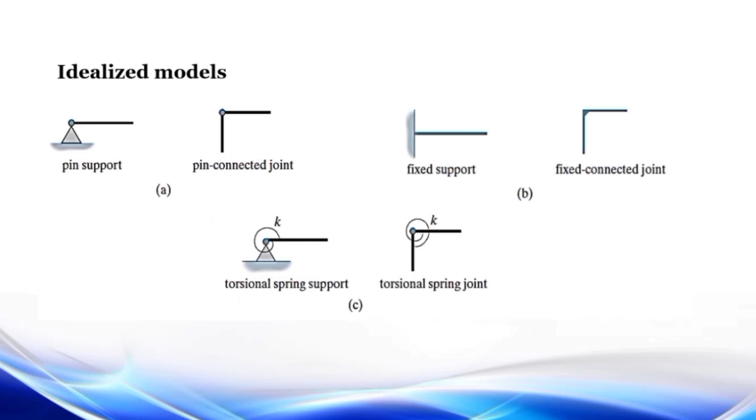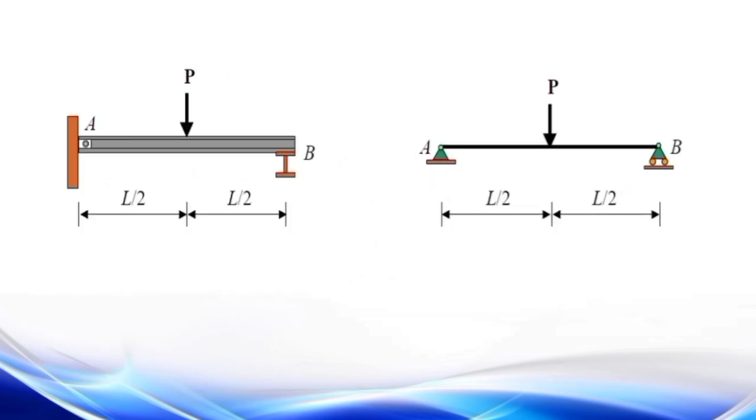Idealized model. So ito yung mga symbol na ginagamit natin sa idealization. This is for the pin support and this is for the pin connected joint. This is for the fixed support and for the fixed connected joint. And here, we have here a torsional spring support and torsional spring joint. When selecting a particular model for each support or joint, the engineer must be aware of how the assumptions will affect the actual performance of the member and whether the assumptions are reasonable for the structural design.